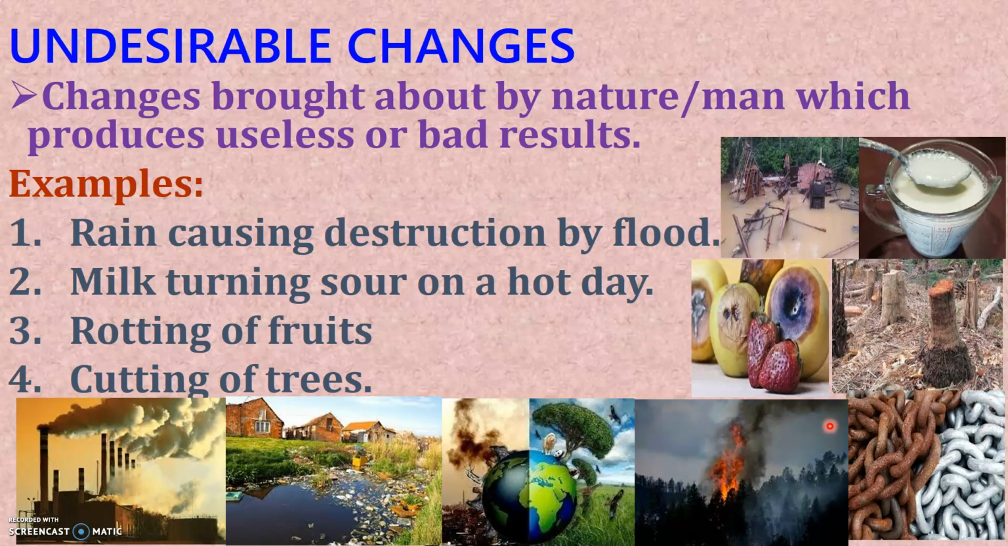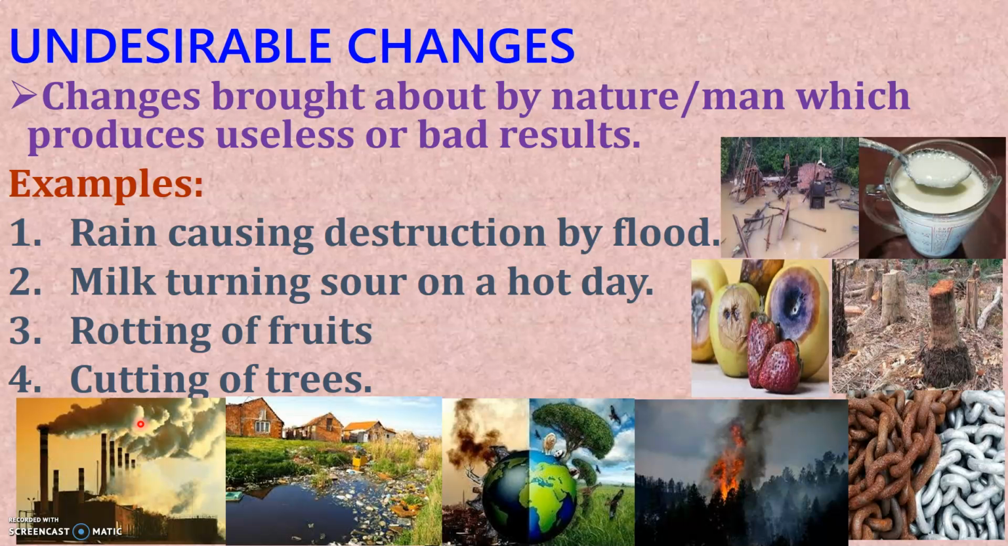But always remember, a change can be desirable or undesirable depending upon the effect it creates. Look at the picture here. We see the industry burning fuels in order to generate electricity. But at the same time, it causes pollution. Generating electricity is a good result and causing pollution is a bad result. So, the change is desirable for some people and undesirable for some other people. So, we classify a change as desirable or undesirable depending upon the effect it creates.